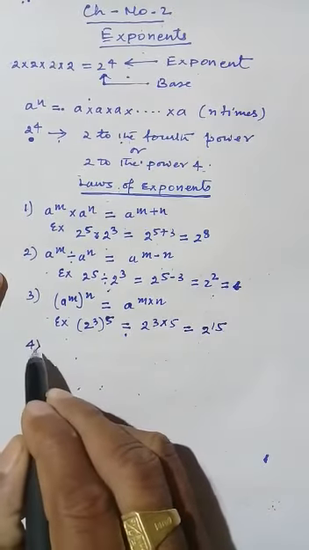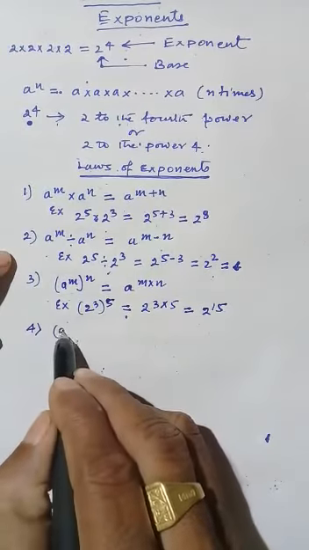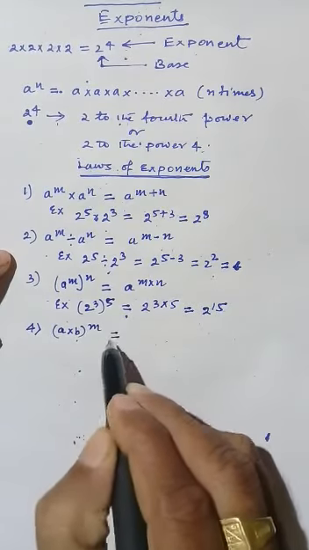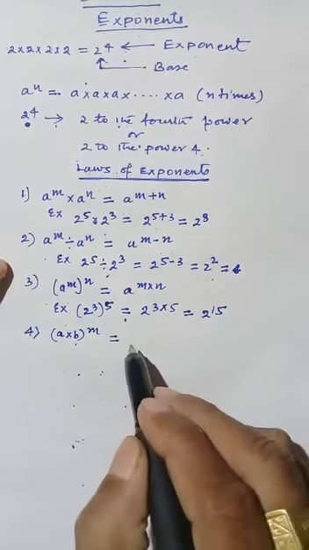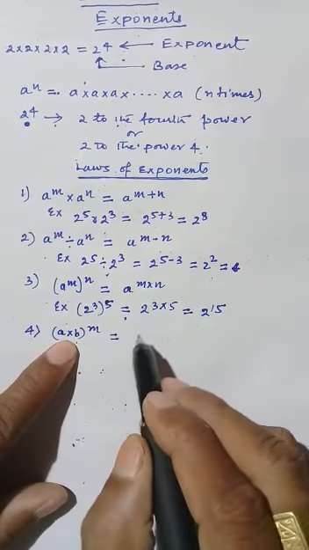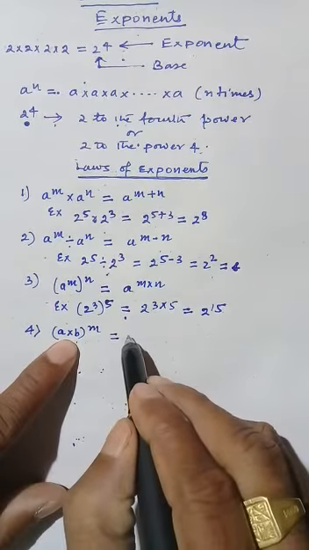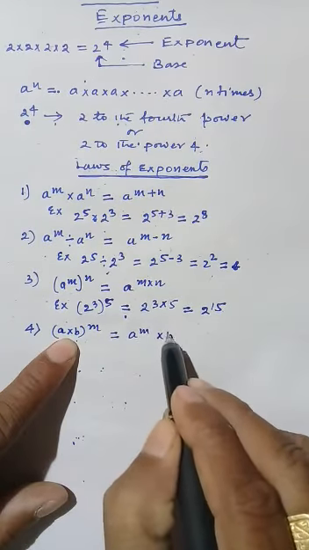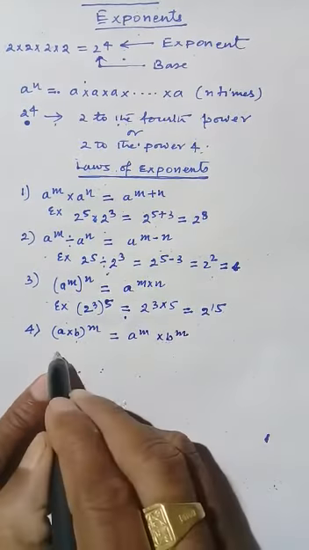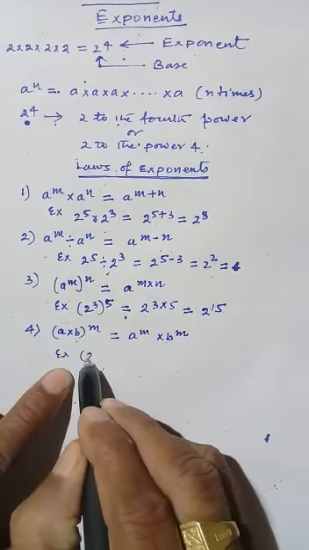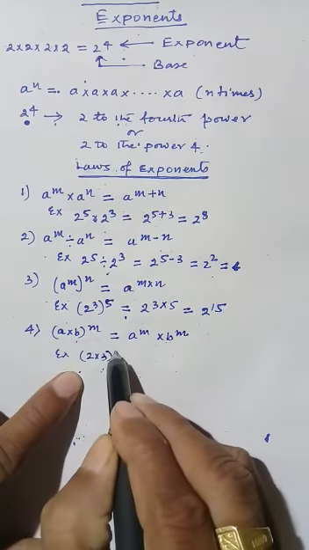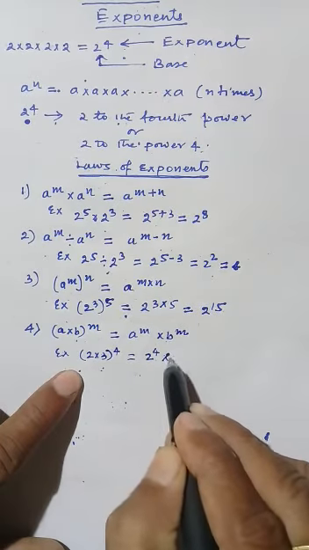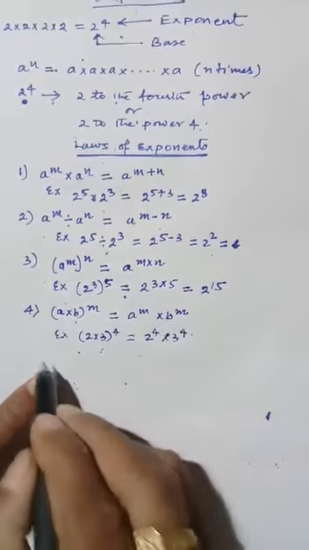Number 4: a into b, whole to the power m. Here a and b are multiplied. In such a case, it will be equal to a to the power m into b to the power m. Example, 2 into 3, whole to the power 4, will be equal to 2 to the power 4 into 3 to the power 4.